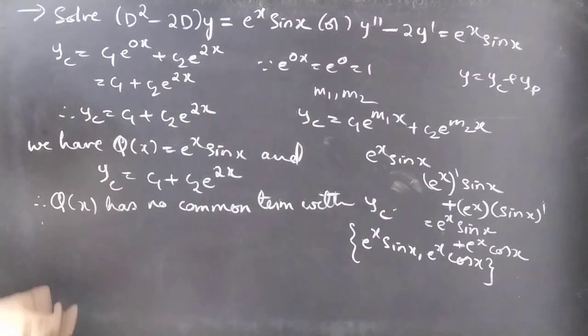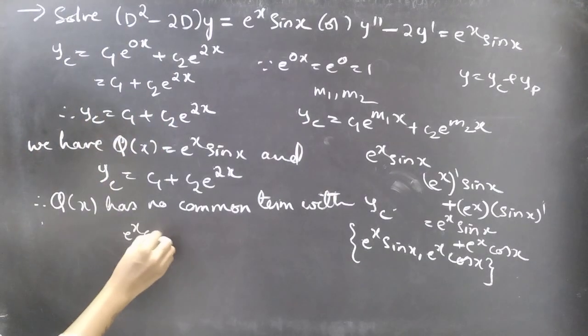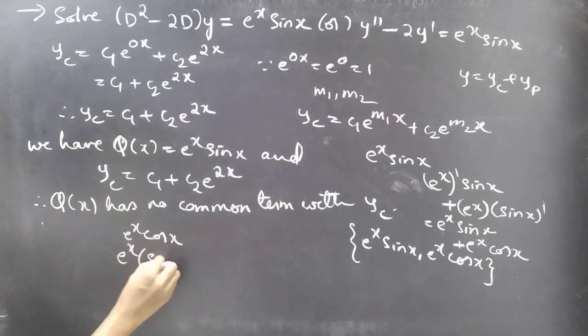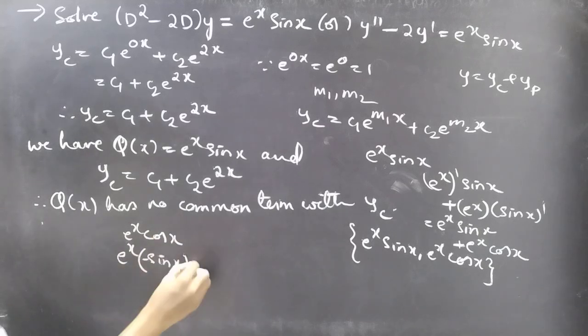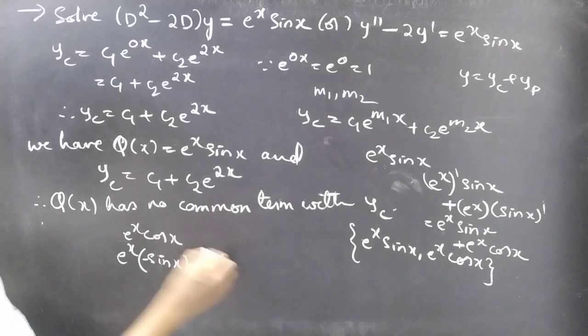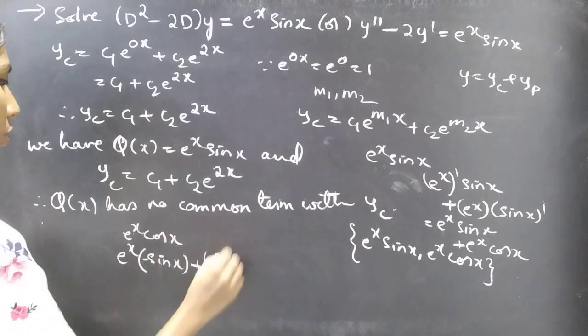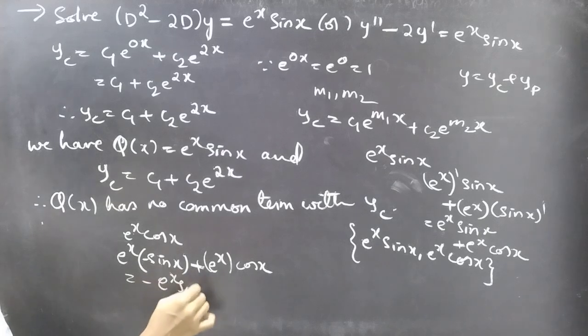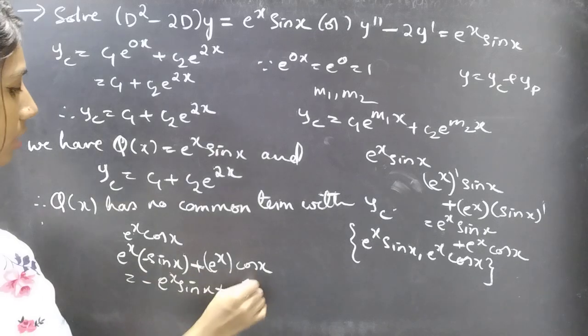Again, you can check e^x cos x. The derivative of e^x cos x is e^x into the derivative of cos x, which is minus sin x, plus the derivative of e^x, which is e^x, into cos x. This gives us −e^x sin x + e^x cos x.